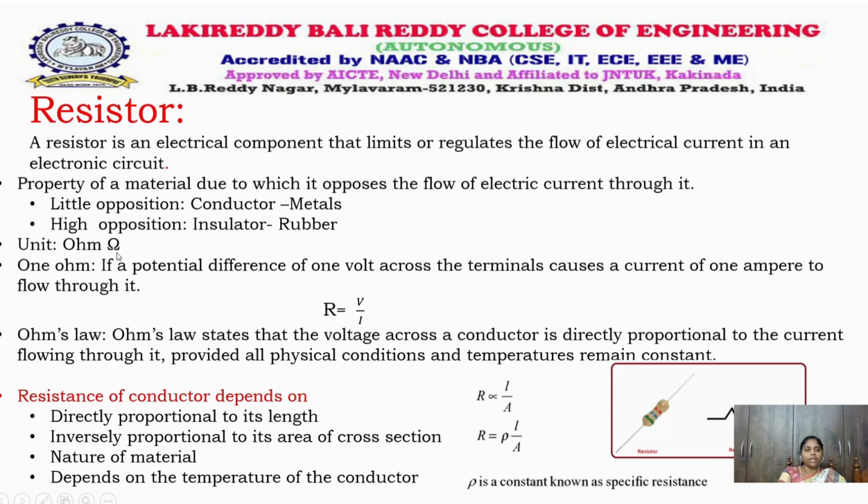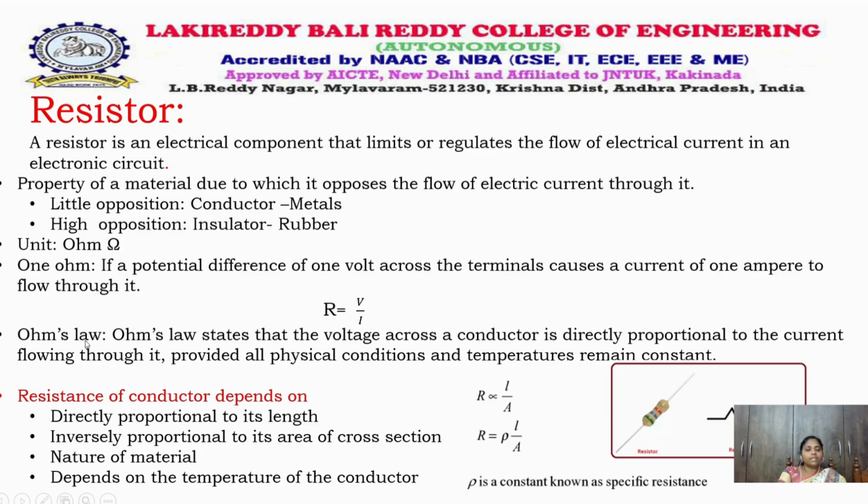This is the symbol and representation for the resistor. One ohm is defined as follows: if a potential difference of 1 volt across the terminals causes a current of 1 ampere to flow through it, the resistance is 1 ohm. The relation we can represent is R equal to V by I, which comes from Ohm's law.